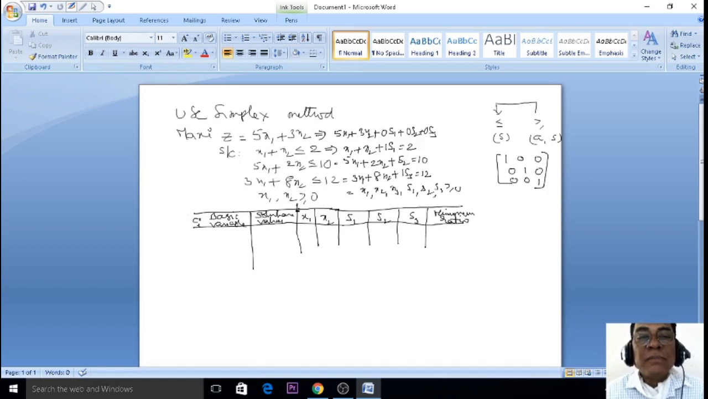Now copy these values. These are called the Cj values. In Cj, take the objective function, which is maximize. What are the coefficients in the objective function? 5, 3, 0, 0, 0. So write down here 5, 3, 0, 0, 0. Finish.